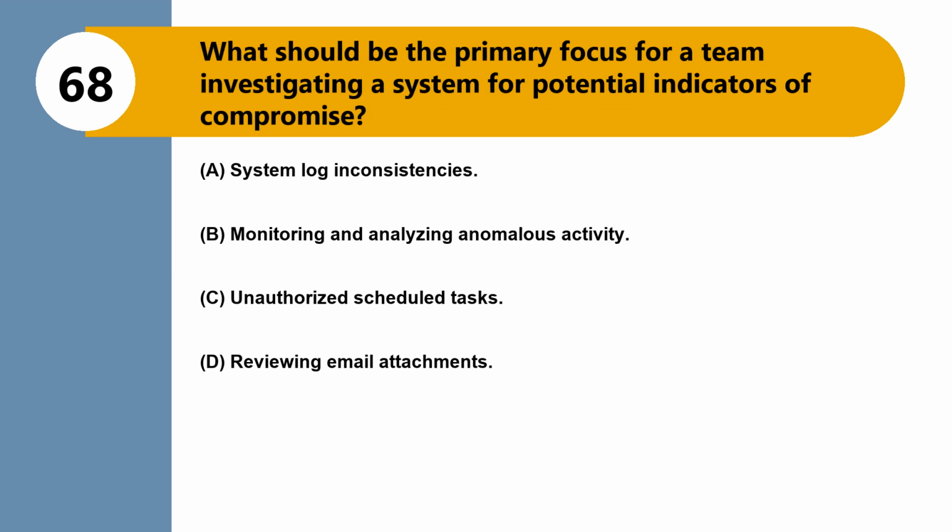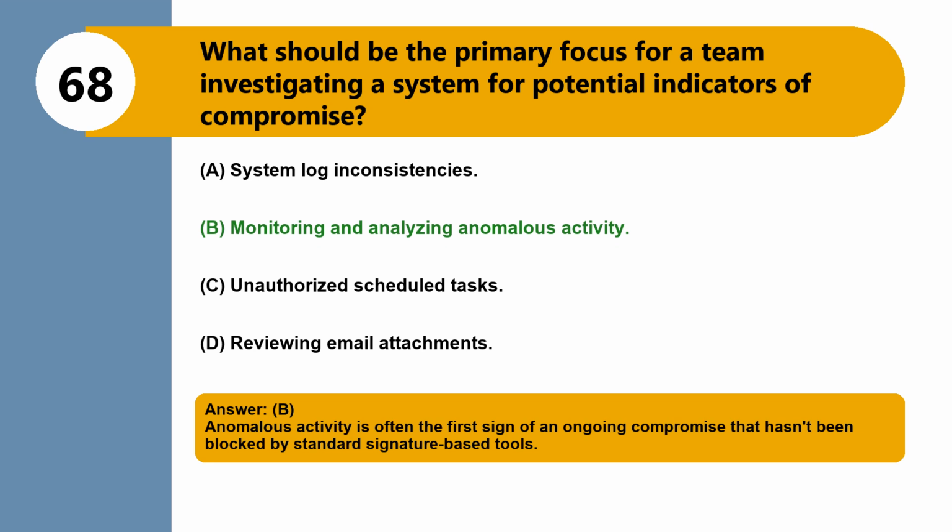Question 68. What should be the primary focus for a team investigating a system for potential indicators of compromise? Option A, system log inconsistencies. Option B, monitoring and analyzing anomalous activity. Option C, unauthorized scheduled tasks. Option D, reviewing email attachments. The correct answer is option B, monitoring and analyzing anomalous activity. Anomalous activity is often the first sign of an ongoing compromise that hasn't been blocked by standard signature-based tools.